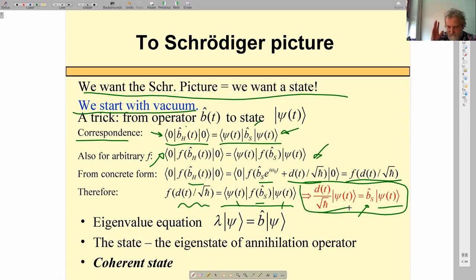So we come closer to the coherent state. This is a coherent state. This is the general definition of a coherent state for an oscillator. It is given by the eigenvalue equation. If the annihilation operator acts on this function, it just gives a constant. This constant can be different, can be anything. For any constant, we will find a coherent state.